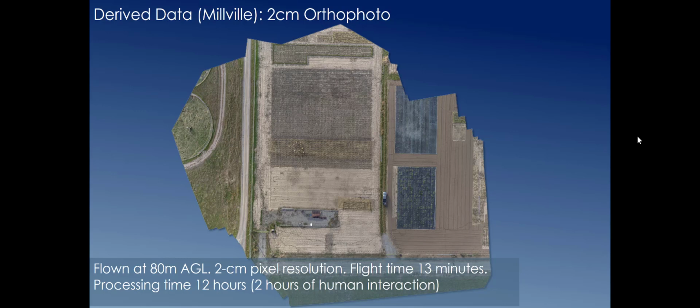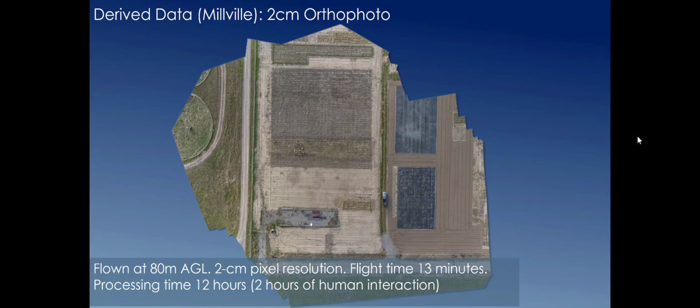The next site where we've done test flights extensively is our Millville site. This is a common USDA garden on Utah State University property near the Predator Research Facility in Millville in Cache Valley, Utah. This is flown at 80 meters again, so we have a 2 centimeter pixel resolution, about 13 minutes, but we were able to collect quite a bit of data because we didn't have any satellite visibility issues. This is all flat, open valley bottom. So 12 hours of processing time, roughly, and 2 hours of human interaction or so.